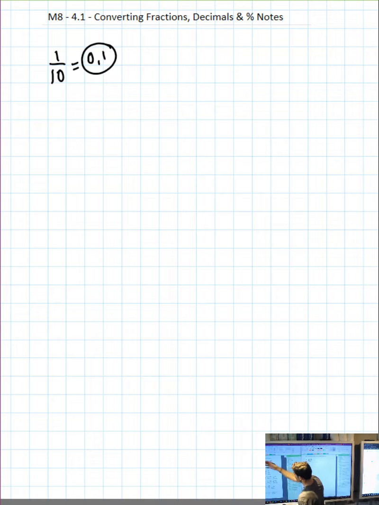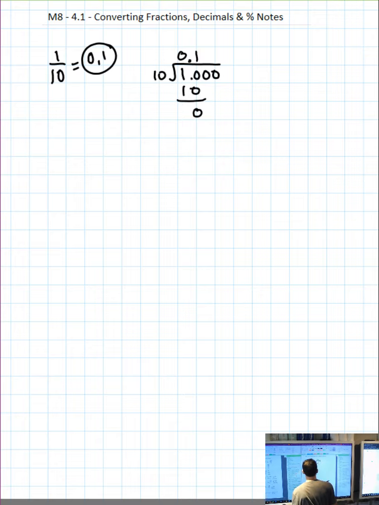So as you can see in the notes, remember, bottom goes into top. And we're going to put some decimals there. 10 goes into 1 0 times. Put the decimal above. 10 goes into 10 1 time. 1 times 10 is 10. And 10 minus 10 is 0. So we know that the answer is 0.1 again.